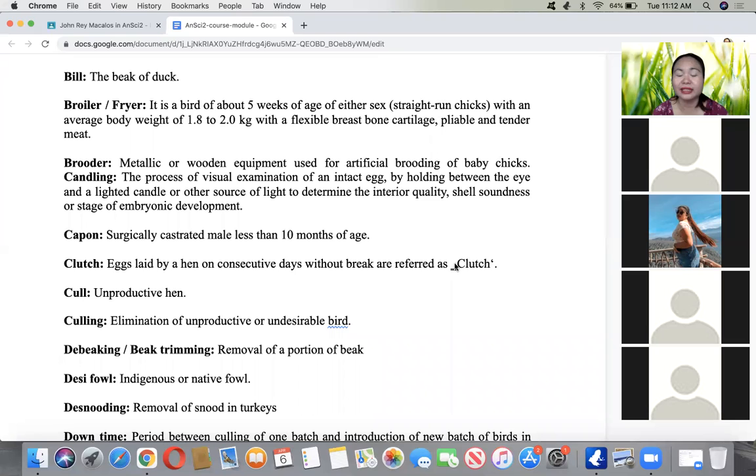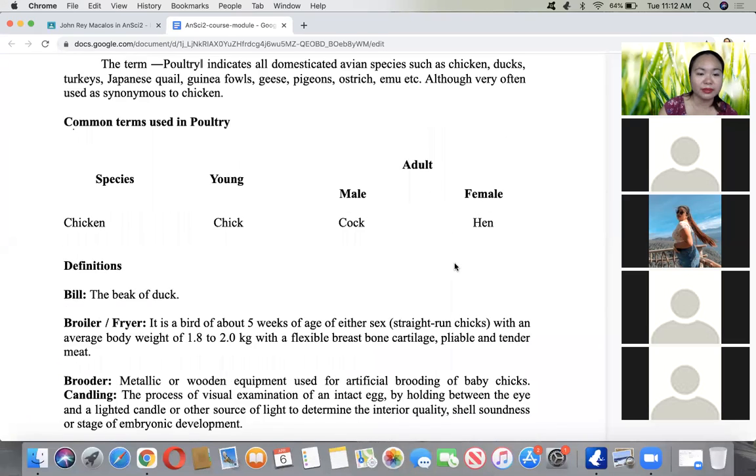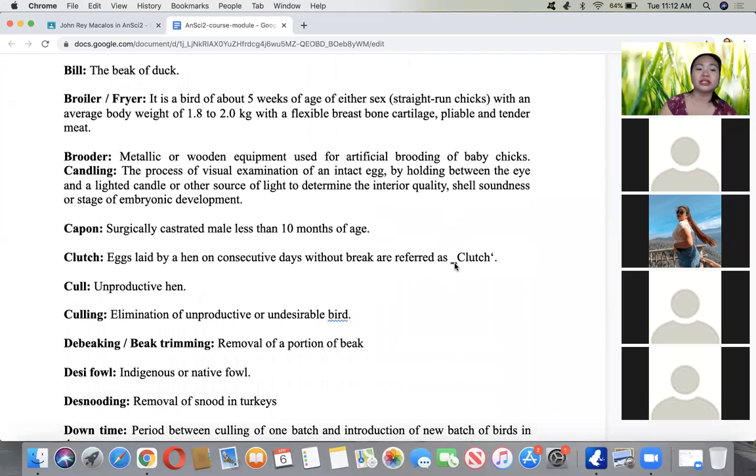But then if specifically kung for egg siya, we call it layer. I guess alam na siya before. So pag broiler siya, it's really for meat and it has specific characteristic hanggang 2 kilogram. Kasi also more than that, tigas na kaayo, kailangan na siya i-pressure cook. And we also have brooder, a metallic or wooden equipment used for artificial brooding of the baby chicks. So we call them brooder, kung the equipment.